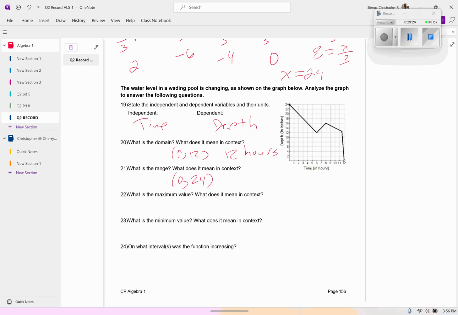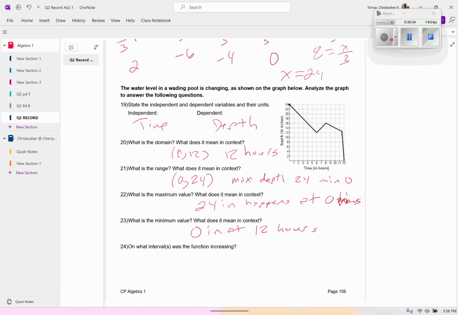What does this mean? Max depth 24. And minimum is 0, I guess. What is the maximum value? When does that occur? Max is at 24, it's 24 inches and happens at 0 hours. What is the minimum? What does it mean? The minimum is 0, and it happens 0 inches at 12 hours.